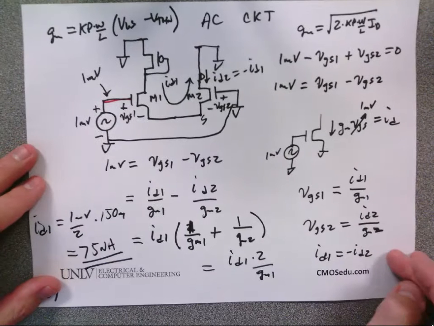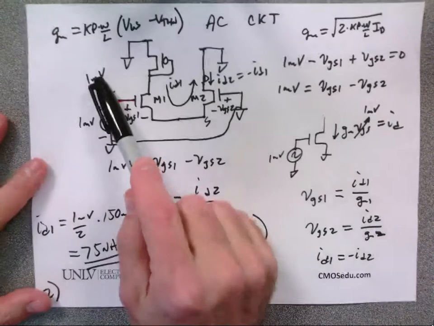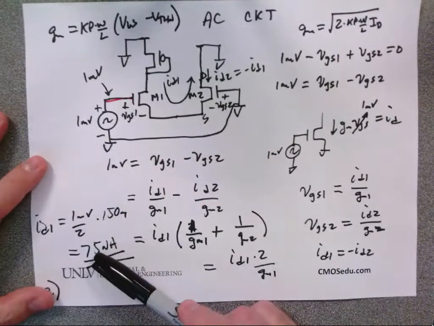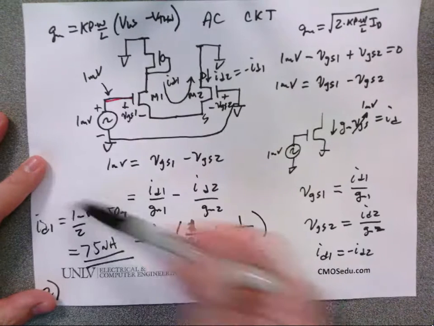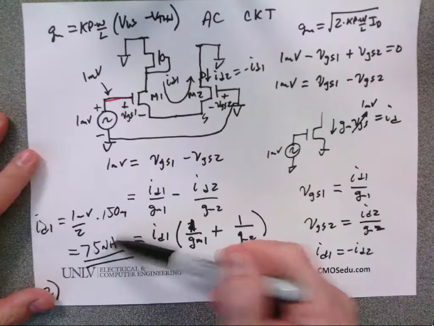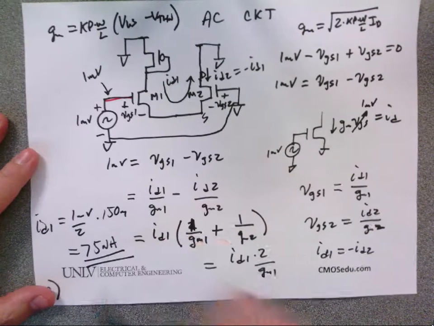Yay or nay? So if it's 1 millivolt peak, it's 75 nanoamps peak. If it's 1 millivolt RMS, it's 75 nanoamps RMS. If it's peak to peak, then it's 75 nanoamps peak to peak. Yes?